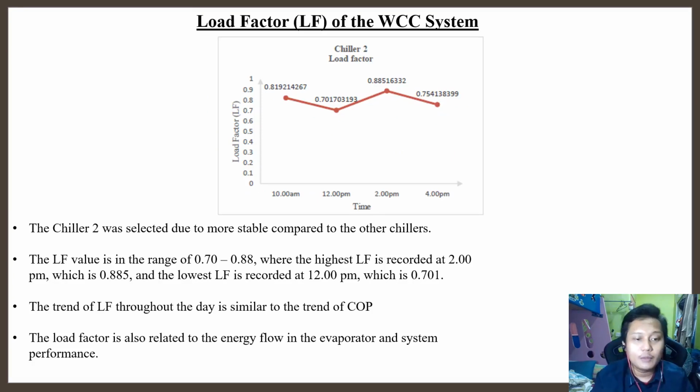The load factor value is in the range of 0.7 to 0.88, where the highest load factor is recorded at 2 p.m., which is 0.885, and the lowest load factor is recorded at 12 p.m., which is 0.701. The trend of load factor throughout the day is similar to the trend of COP. The load factor is also related to the energy flow in the evaporator and system performance.